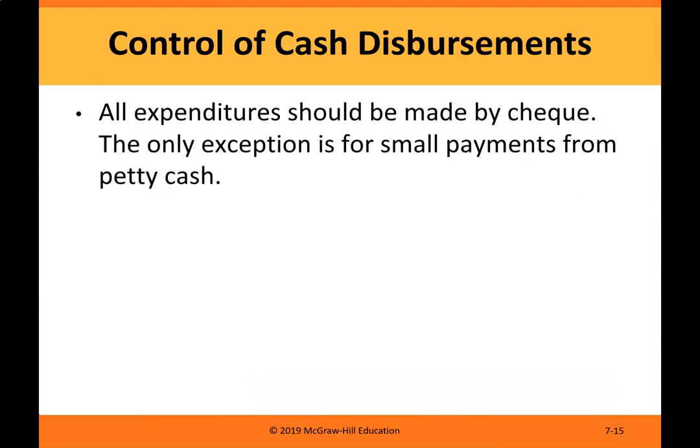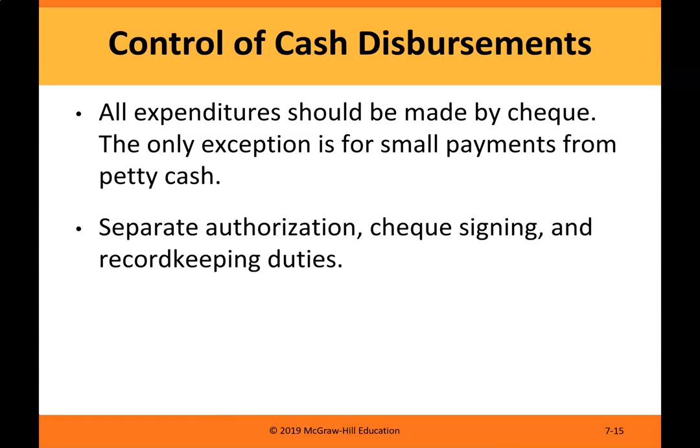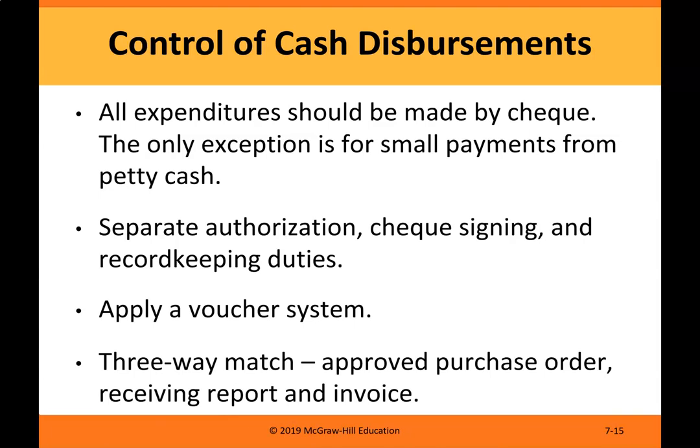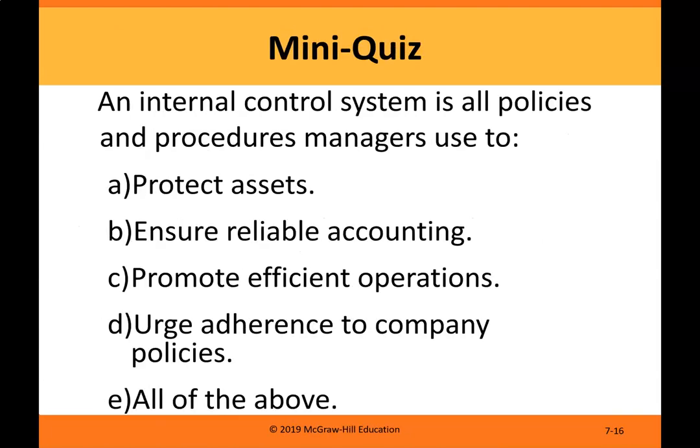Control of cash disbursements. All expenditures should be made by check. The only exception is for small payments from petty cash. Separate authorization, check signing, and record-keeping duties. Apply a voucher system. 3-way match: approved purchase order, receiving report, and invoice.